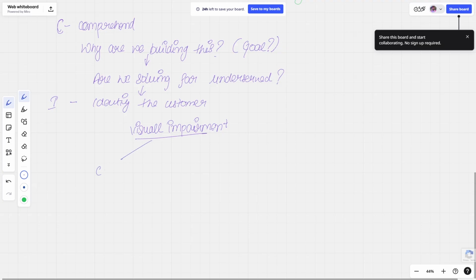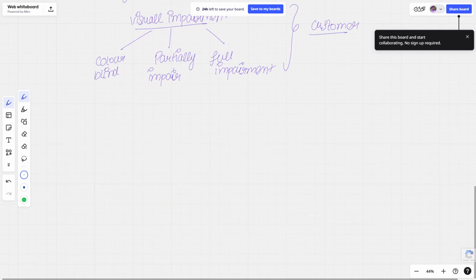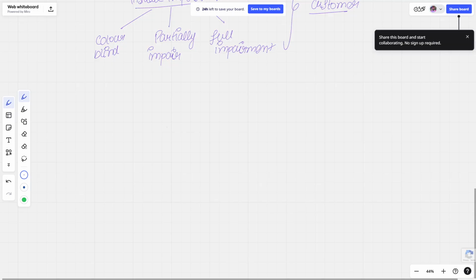The first is color blindness, which also comes under the same criteria. Colorblind. Second is partially impaired. And the third one is fully impaired. So this will tell you about the customer for which we are solving, and the interviewer will definitely give you one of these that we are solving for this section.